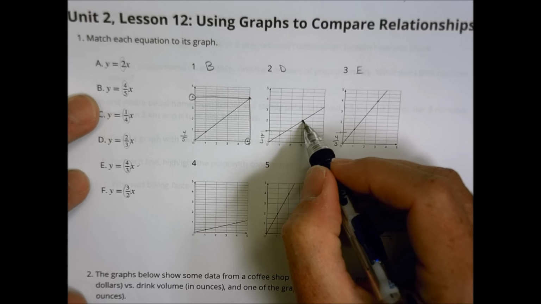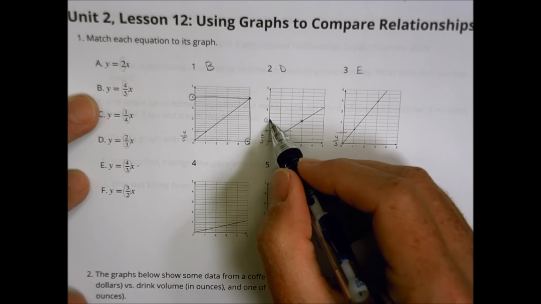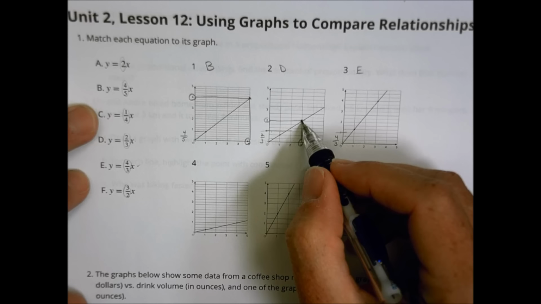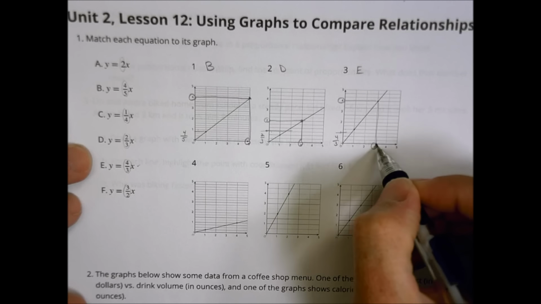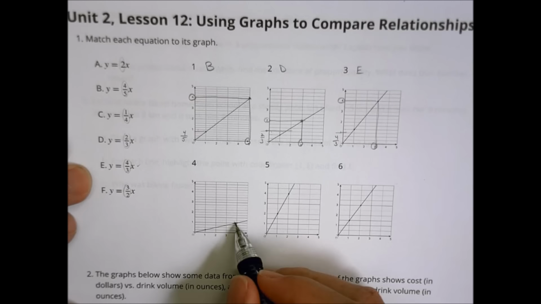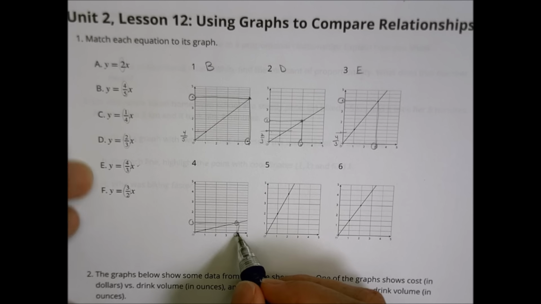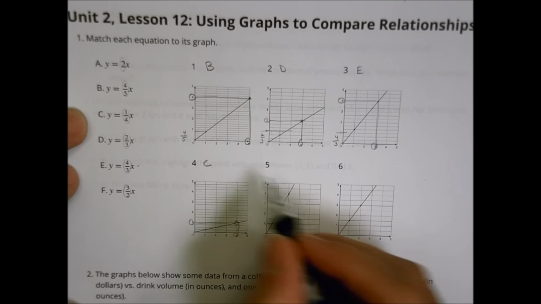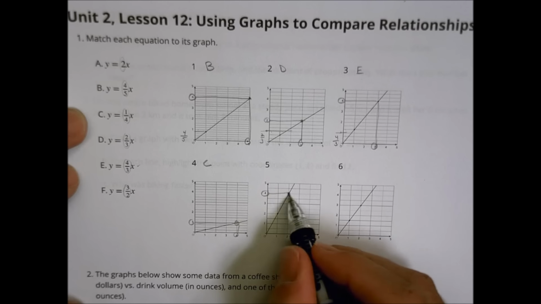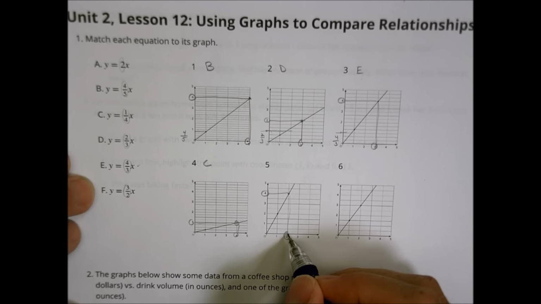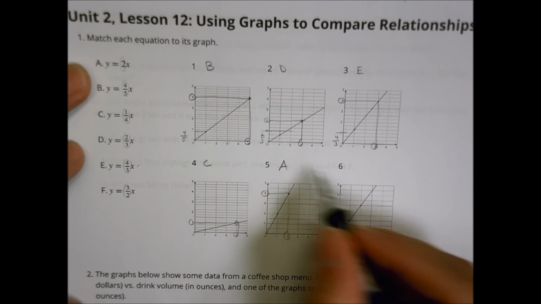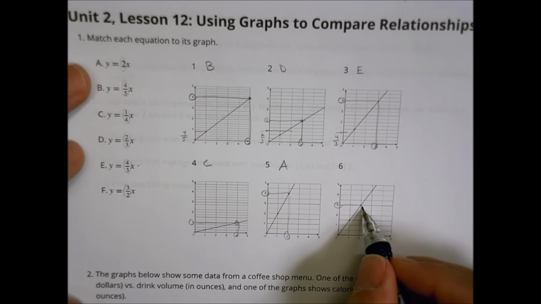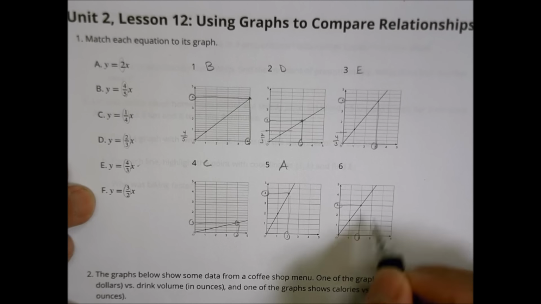Here's a point. I'm not even seeing this point. It's just too early. Here's 2 and 3. So that's going to be D. Here we're at 4 and 3. So that's going to be E. Here we're at 1 and 4. So that's going to be C. Here we're at 4 and 2. So that's going to be 4 over 2, which reduces to 2. That's going to be A. And for 6, we're at 3 and 2, which is F.